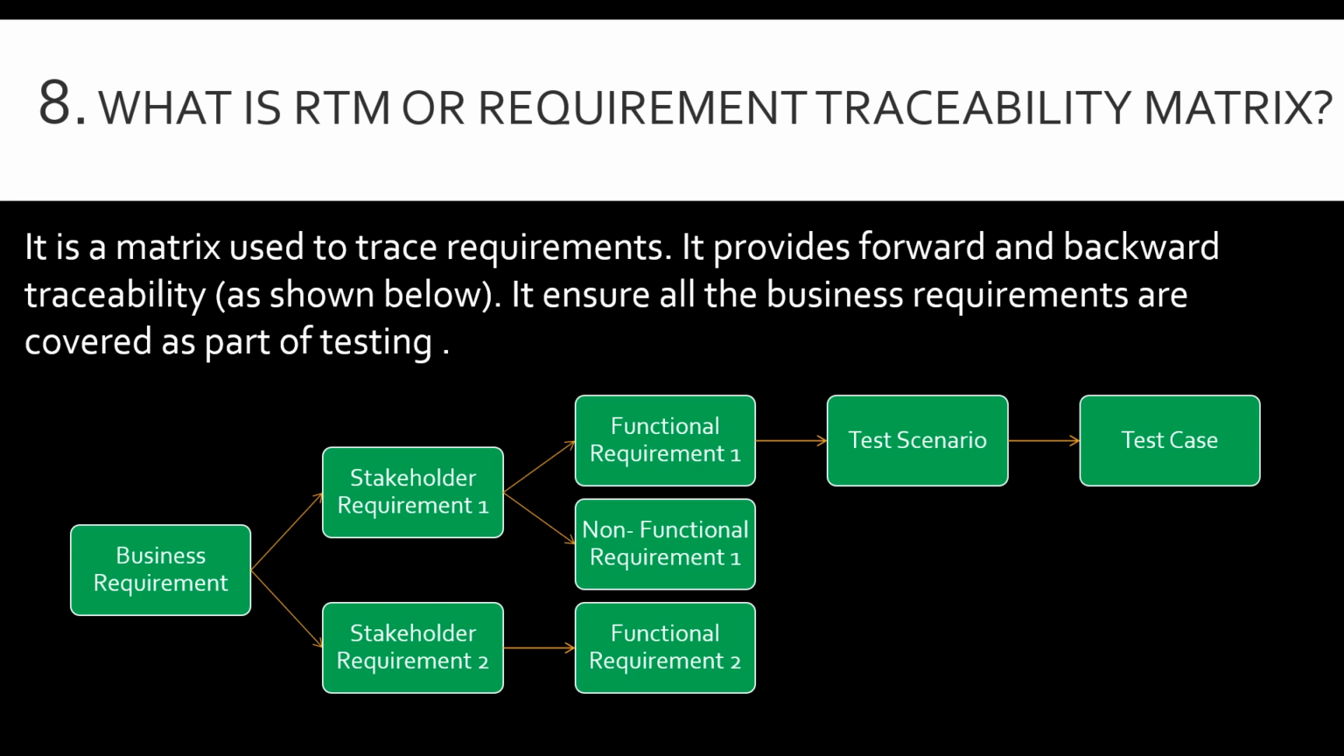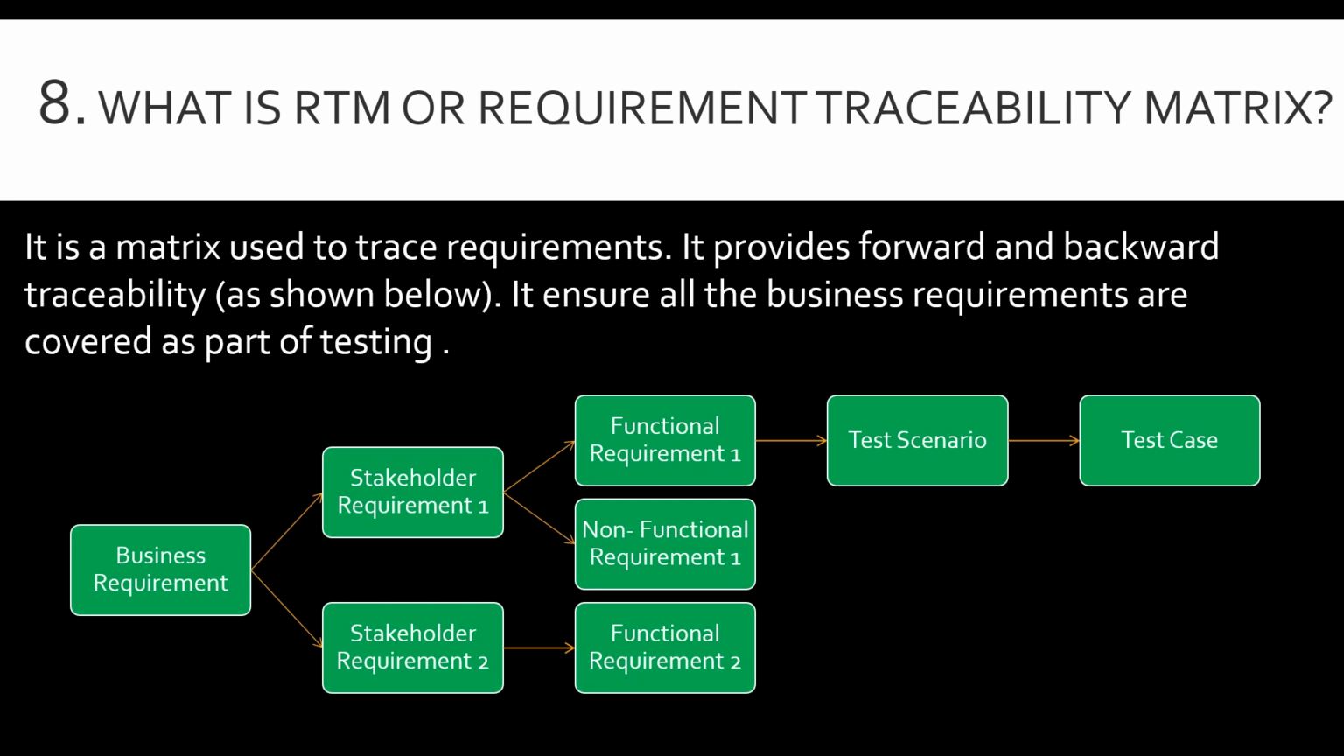So if we look at an example, the business requirement would be mapped to the stakeholder requirements, and stakeholder requirement would be mapped to the functional and non-functional requirement, and then the functional requirements would be mapped to the test scenarios, and test scenarios will be mapped to the test cases. So this is the key part.